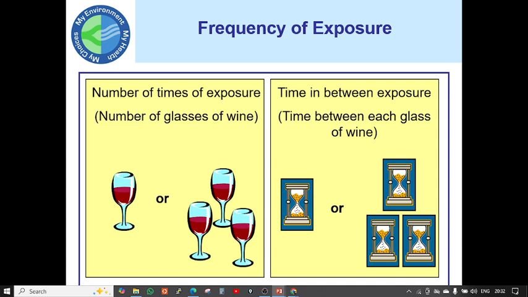This is one example. If you take a single glass, then maybe it will not affect your body. If you take 3 glasses immediately one after another, then the exposure frequency is higher. If you take 3 glasses in 3 days, then there is no effect. So the duration between taking the toxic substance is also very important.